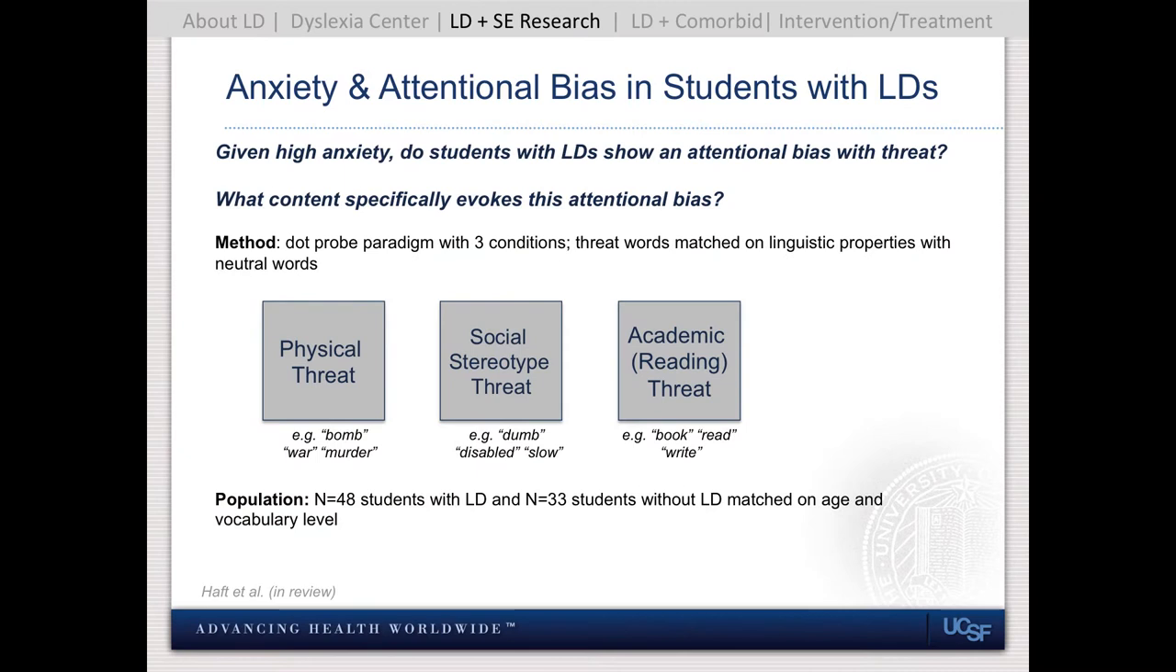So she did this study looking at three different word clusters that had different meanings. One was word clusters that was like physical threat, things like a bomb or war or murder, or a social stereotype like dumb or disabled, or academic or a reading threat like the words book or read or write. And what was interesting in this study with these kids was that for physical threat, there was no difference between the two groups, the group that were the typically reading kids and the kids with learning disorder. For even the stereotype threat, dumb, disabled, slow, no difference. But for academic words like book or reading, there was a significant difference at a 0.03 level that suggests the anxiety isn't only that. It's not just that you hear those words that are associated with reading.